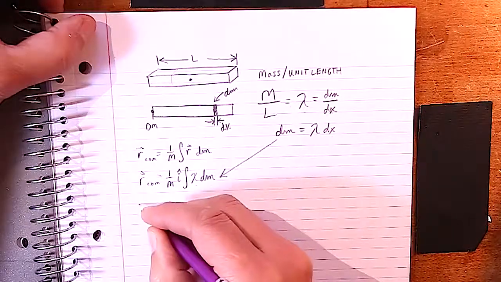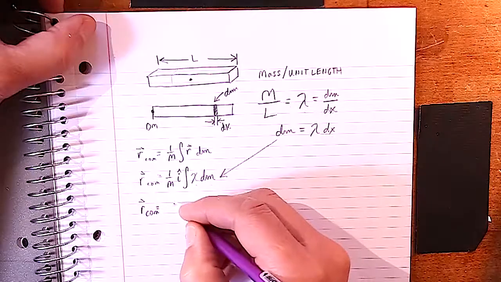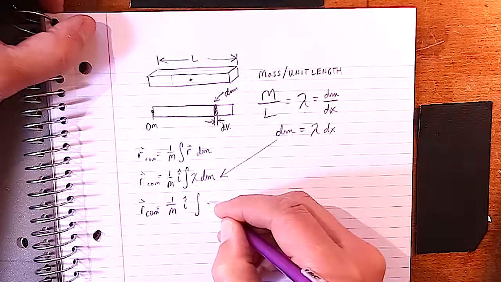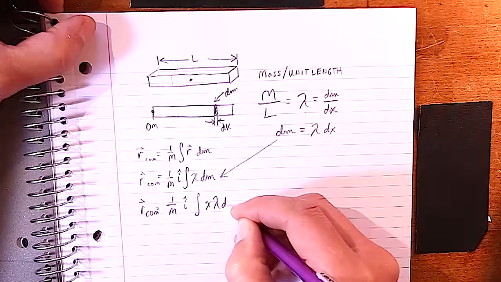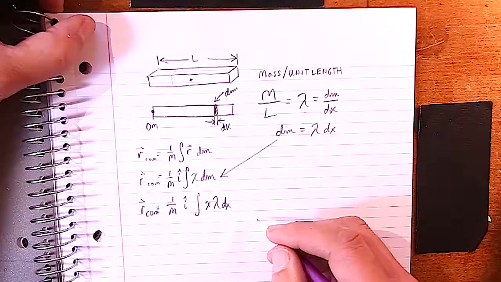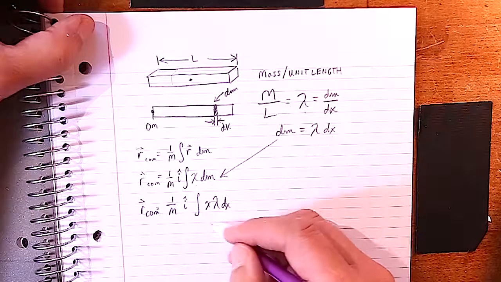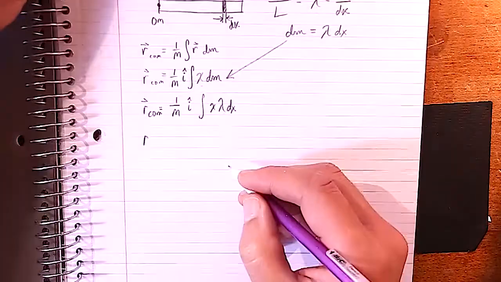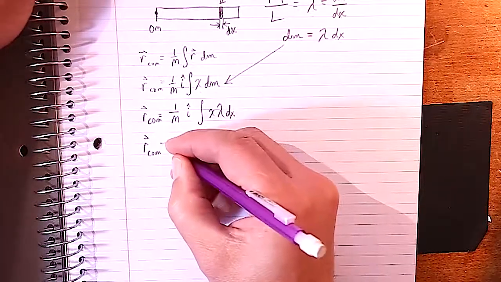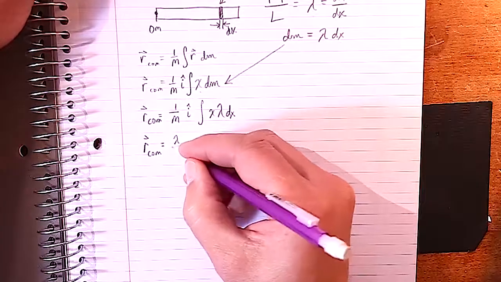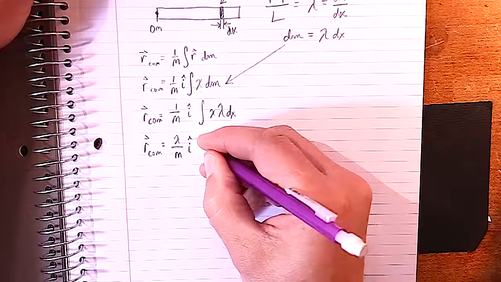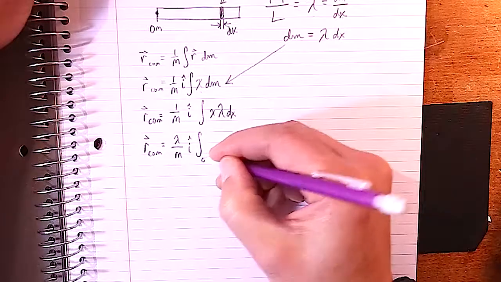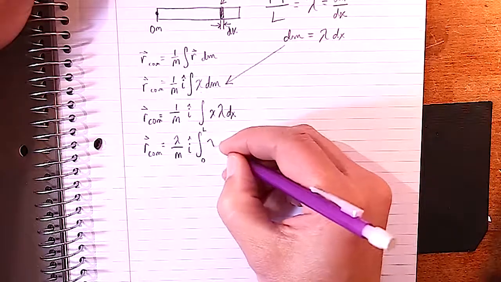So that's going to replace us with r com is equal to 1 over M I hat, the integral of x lambda dx. But we know that this lambda is a constant. It's the density idea. So we can replace that with r com is equal to lambda over M I hat, integral, and we're integrating from one end of the rod to the other. So that's going to be from 0 to L, and then that's x dx.